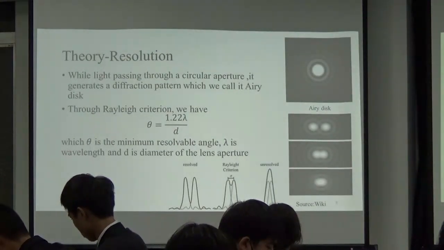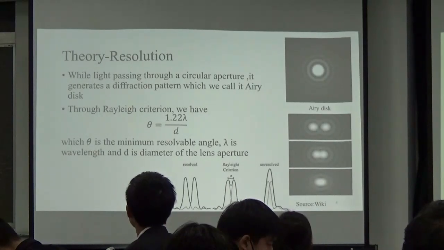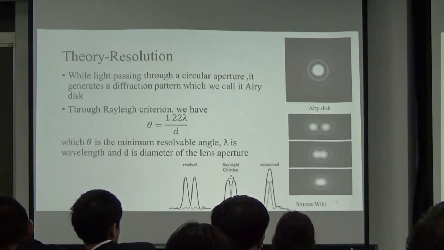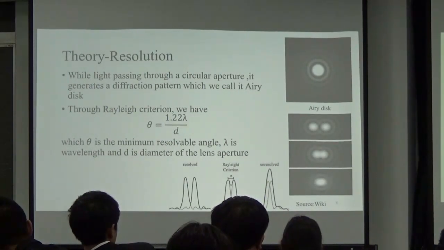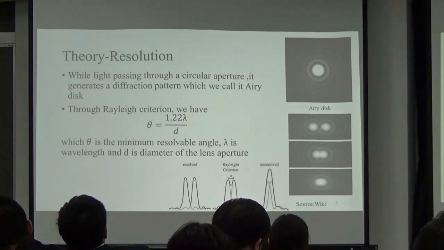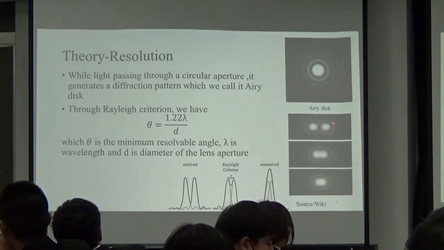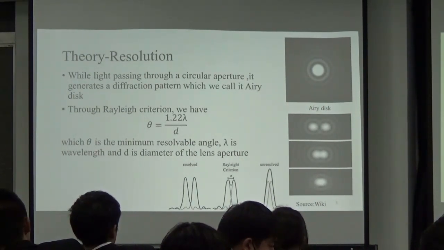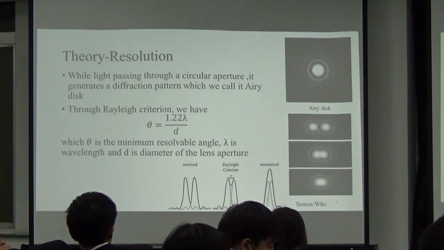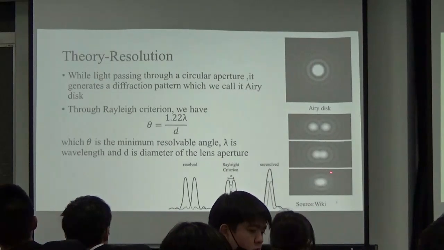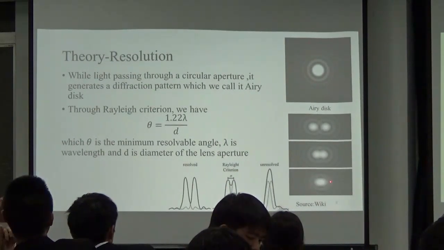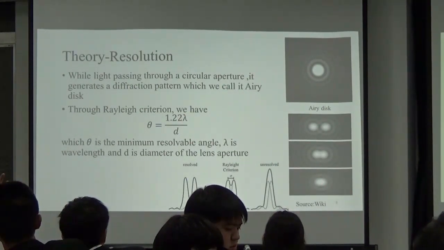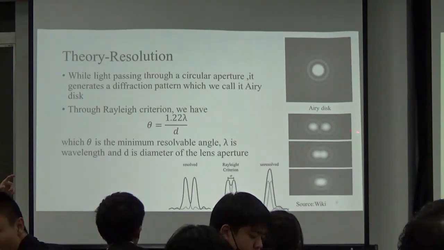Okay, then the resolution. When light passes through a circular aperture, it generates a diffraction pattern like this, which we call the Airy disk. And when I have 2 or more light sources, it will form a pattern like this or this. So we want to know if there are two light sources or only one light source. In this pattern, it's hard for us to tell that I have 2 light sources, and this one is easy for us to tell. So what is the critical point at which we can tell?